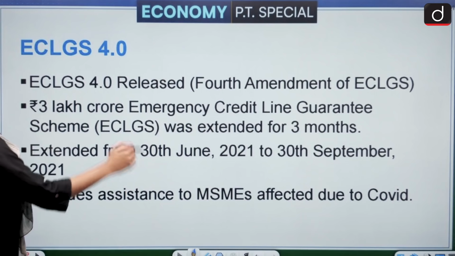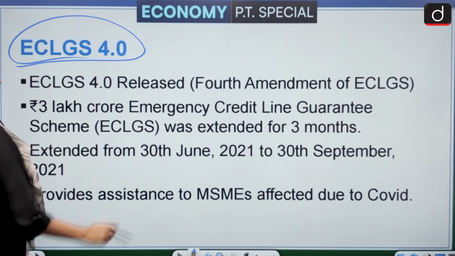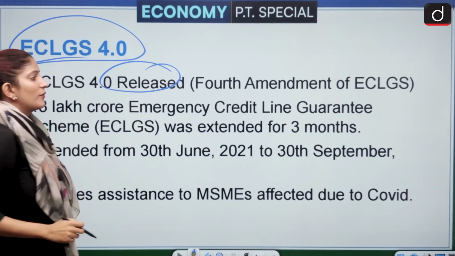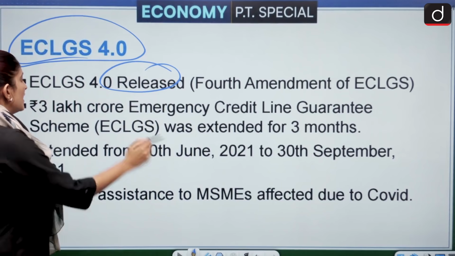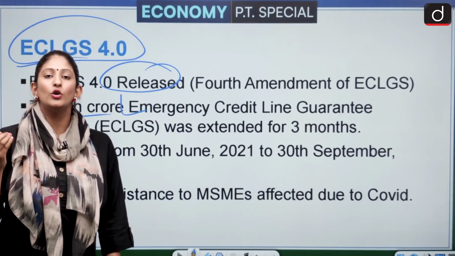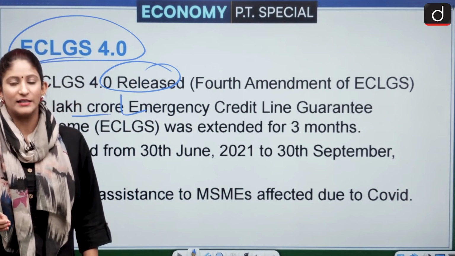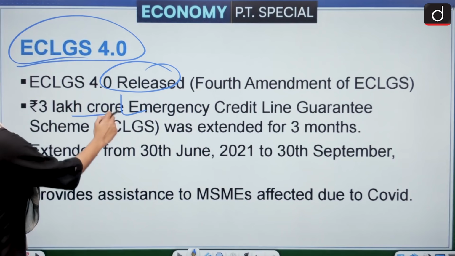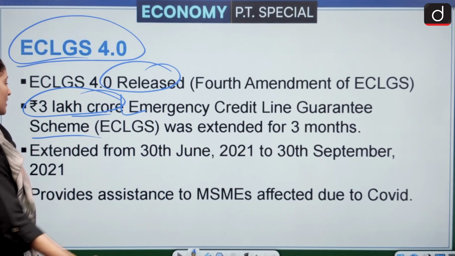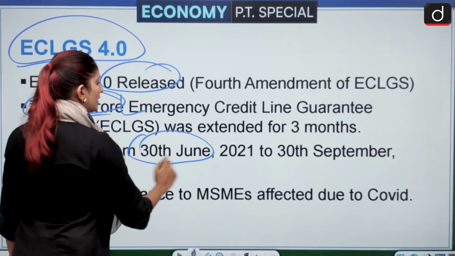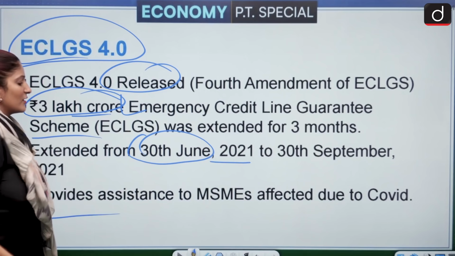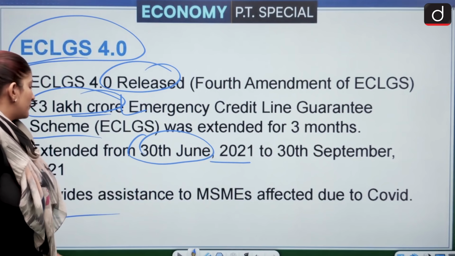Moving on, ECLGS 4.0. Now, ECLGS 4.0 has been released. This is the fourth amendment of ECLGS, which is the Emergency Credit Line Guarantee Scheme. That means credit or loans or advances are guaranteed in the emergency period, which is 3 lakh crore, and it was extended for 3 months. So, extended from 30th June 2021 to September 30th, 2021, it provides assistance to micro, small and medium enterprises affected due to COVID.